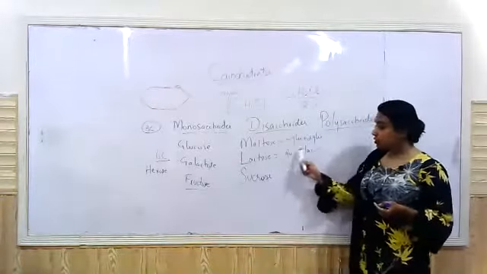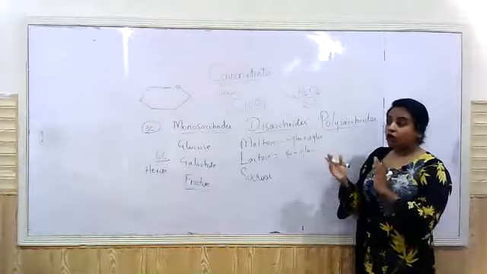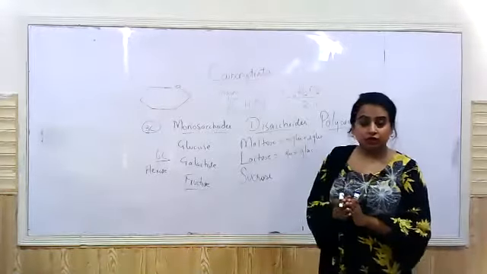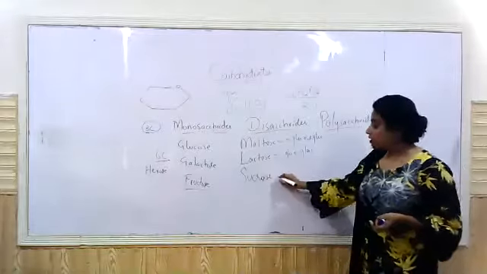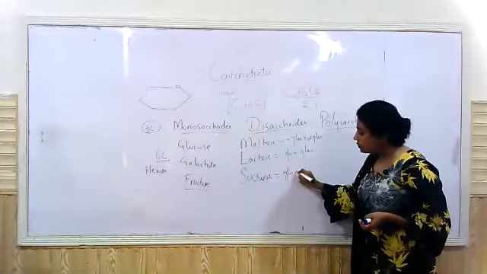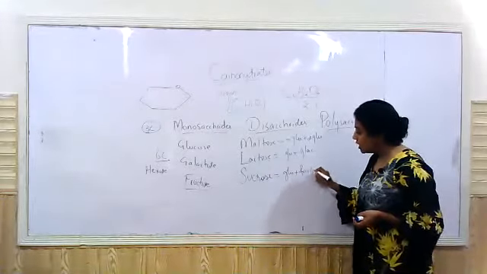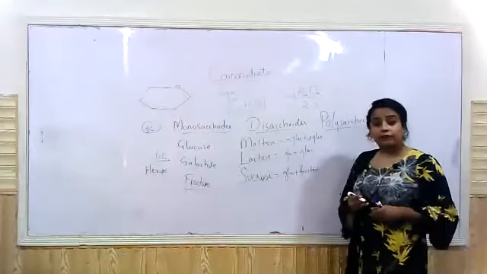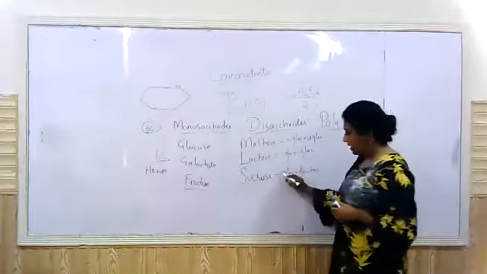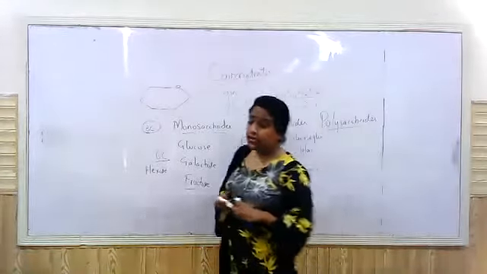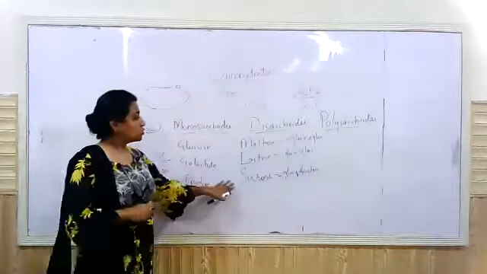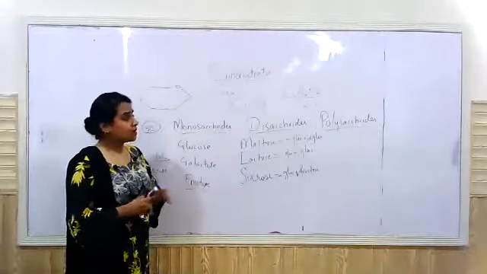Lactose is formed by the combination of glucose plus galactose. A glucose molecule and a galactose molecule, or a glucose ring and a galactose ring, they combine and they give rise to what? Lactose. And then sucrose, glucose plus fructose, that gives rise to what? Sucrose molecule. And it was alpha glucose and beta fructose, right? That gives rise to what? The sucrose molecule.